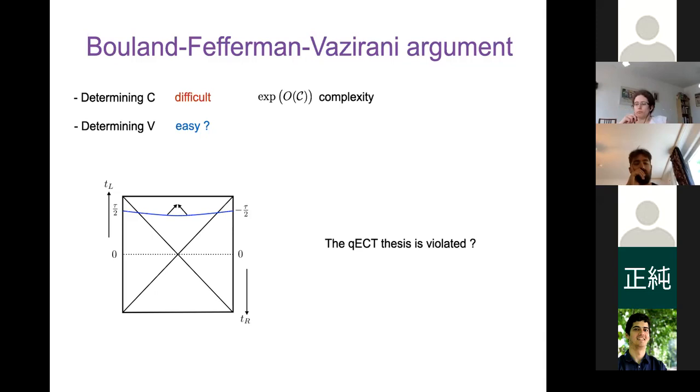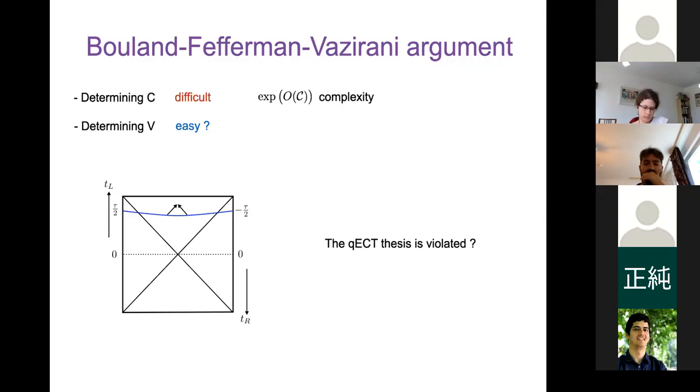On the other hand, determining the volume of the wormhole appears to be very easy. Now, they actually didn't give us details of how we measure the volume, but roughly speaking, the idea is to populate the wormhole with a bunch of bulk observers, and then these bulk observers try to communicate with each other by sending signals to nearest neighbors. And then roughly speaking, the number of successful signal transmissions will be a coarse estimate of the length of the wormhole, or volume of the wormhole. In any case, the point is that this thesis seems to be violated.